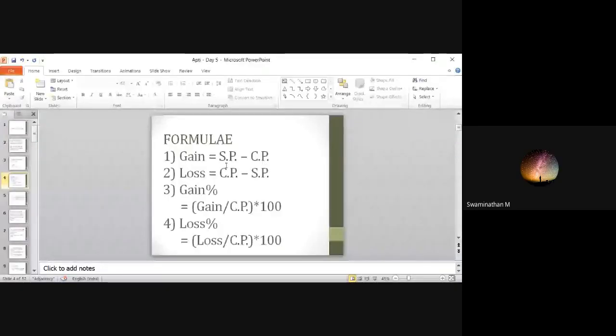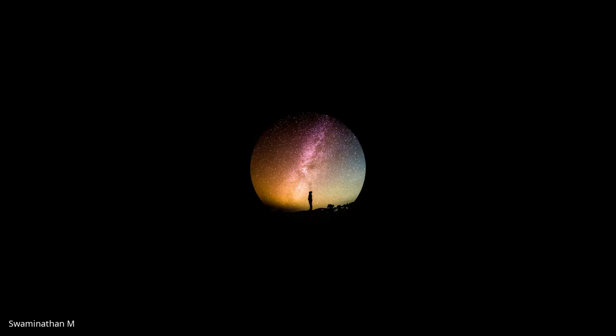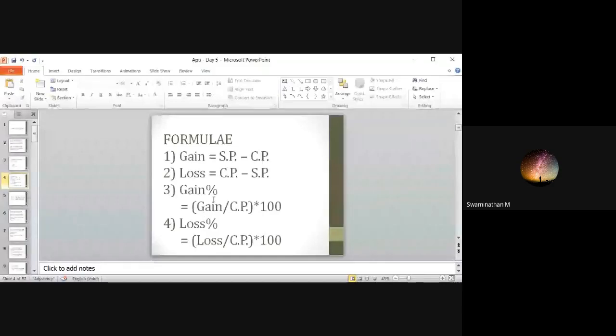Gain, selling price minus cost price. Loss, cost price minus selling price. Few problems will have gain percentage and loss percentage. You will not only have gain and loss, they will give us 5% gain, 10% loss. So in percent, they may give gain and loss. So you also have to remember this. Gain percent equals gain by CP into 100, loss percent equals loss by CP into 100. That is, CP is cost price. I hope you know. Okay.